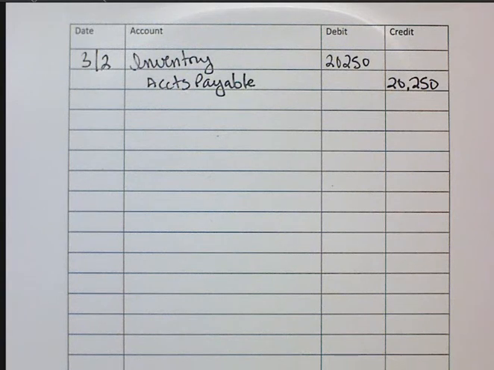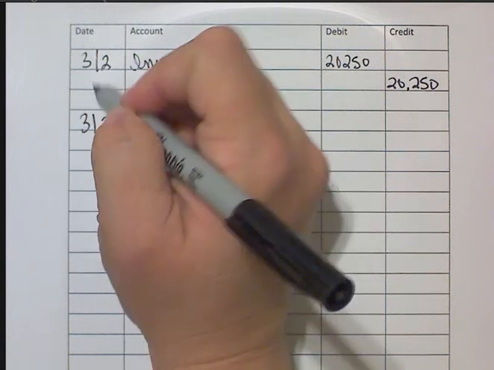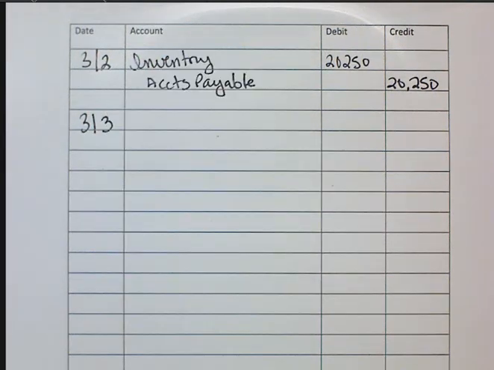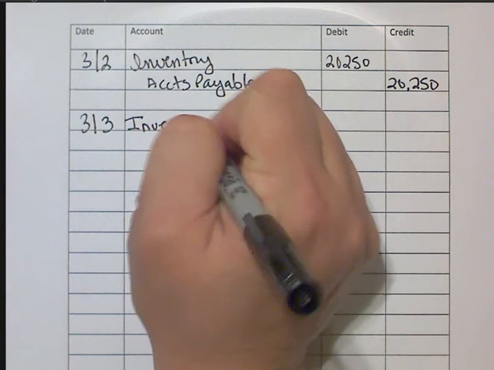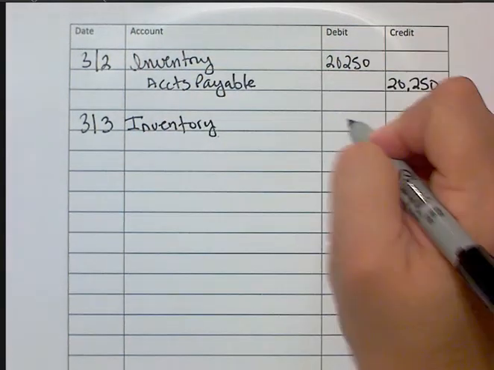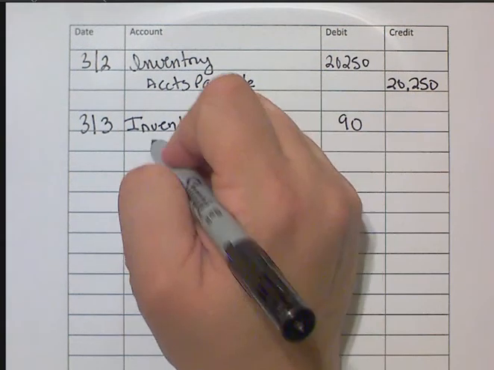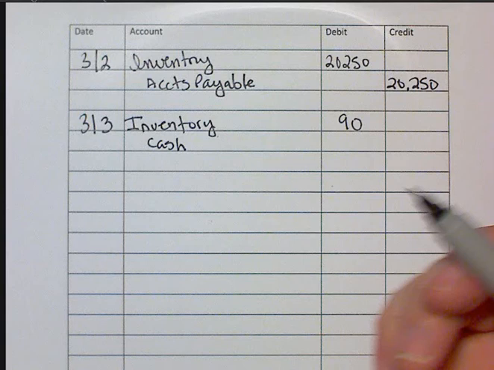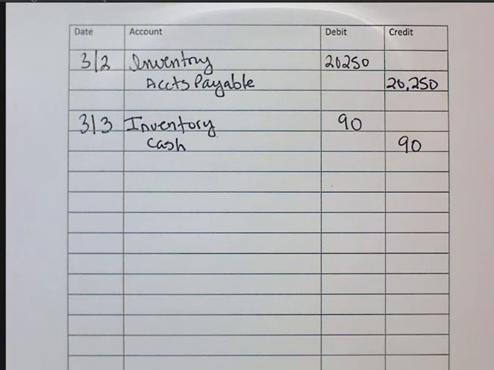On March 3rd, we're going to pay a freight charge, and freight that we have to pay adds to our cost of inventory, so we're just going to debit inventory for the freight charge for $90. We assume that we paid it in cash because it says that we paid it. We didn't put it on account, so cash is credited $90.